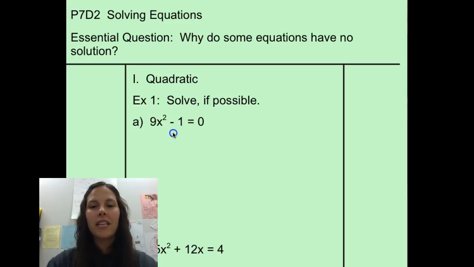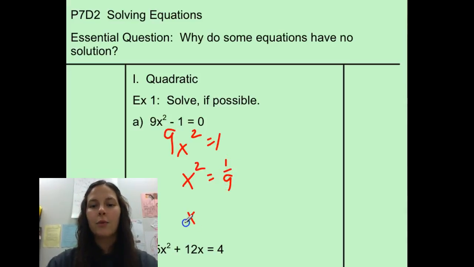First example, we're going to add 1 to both sides. Divide both sides by 9. And then take the square root of each piece. Now in this case, because I put the square root symbol on there and it wasn't there to begin with, we do need that plus or minus sign.